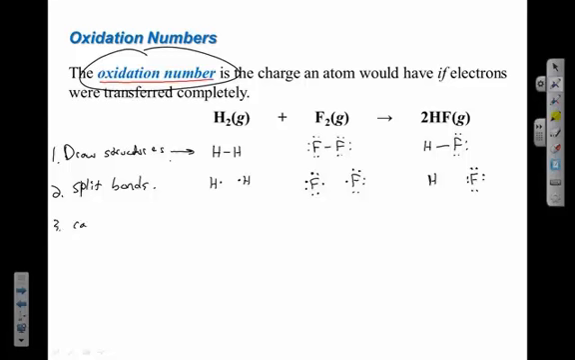Then calculate charges. And those charges will be equal to the oxidation number for that element. So what's the charge on a hydrogen if it has one electron? 0, right? It has one proton, one electron, keeps it balanced. So the oxidation number for this hydrogen is 0. What's the oxidation number for a fluorine with 7 valence electrons? 0. Fluorine is in group 7A. It normally has 7 valence electrons to be neutral, so if it has 7, it's neutral. So its charge and oxidation number would be 0.